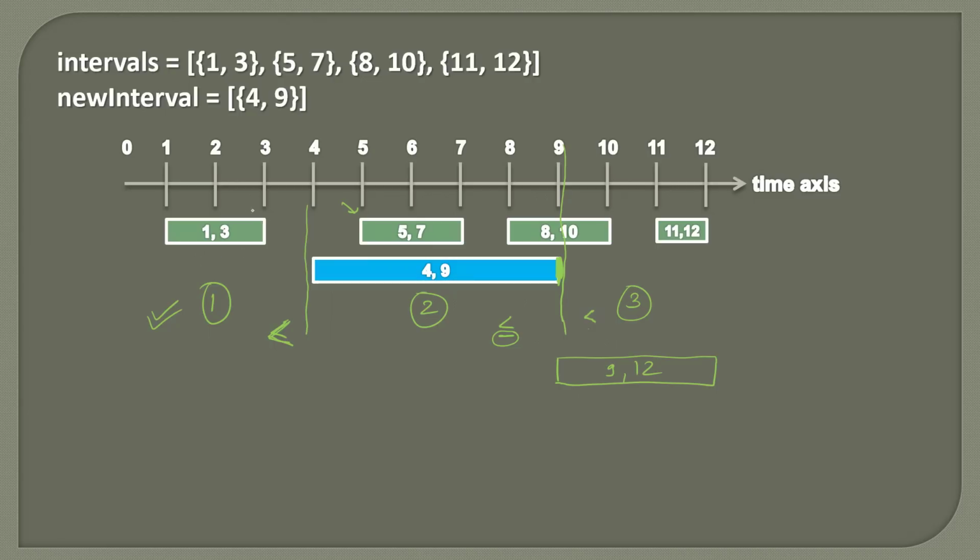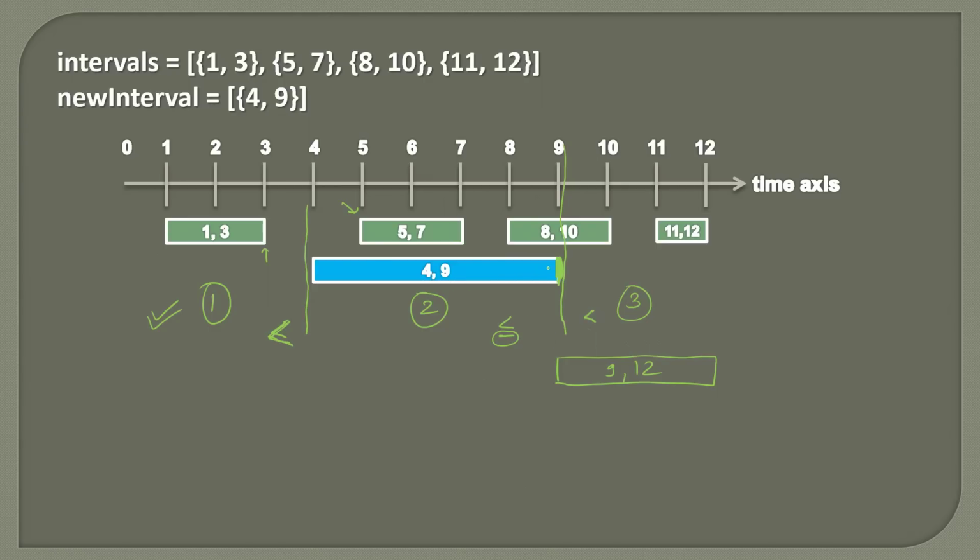For region 1, all the intervals' end times should be less than the new interval's start time. So they will completely belong in this area and they will be non-overlapping. In this region they will overlap. So we have to simply check that the interval's start time is less than or equal to the new interval's end time. If that is the condition, they still overlap and we have to merge them.